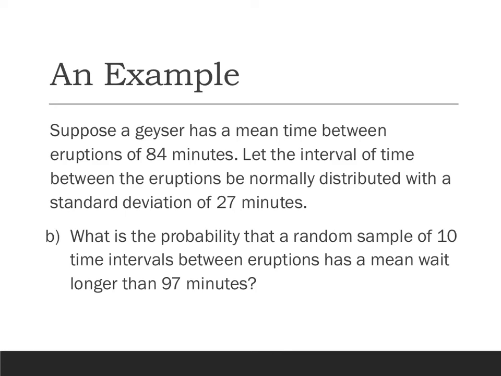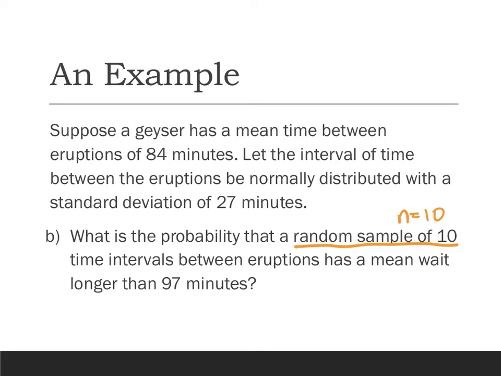So now notice the difference here. We have a sample size now. We have this n equals 10. This clues us in to let us know I'm dealing with a sampling distribution. I'm no longer dealing with one sample, but multiple samples.